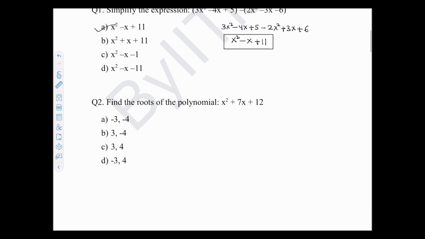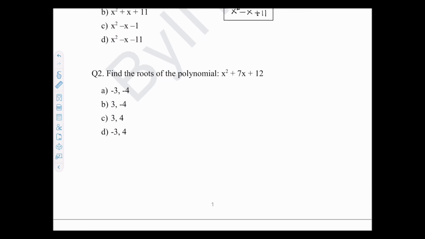Now let's move ahead. Find the roots of the polynomial. So we have to find out the root of this polynomial. Now what kind of a polynomial is it? It's a quadratic polynomial. So we basically have to find out the roots of a quadratic equation. The equation being x squared plus 7x plus 12 equals 0. What formula do we use to find out the roots? We can use the quadratic formula.